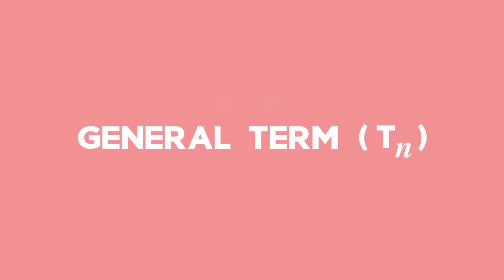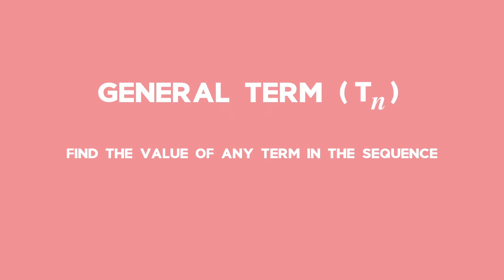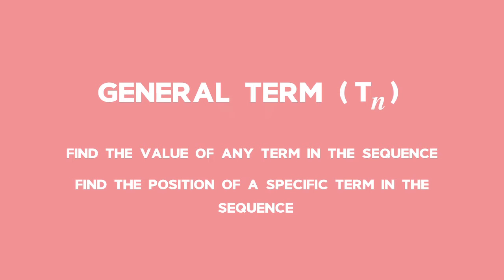Some terminology that you need to be familiar with is something we call the general term Tn. The general term Tn can be used to find the value of any term in the sequence. It can also be used to find the position of a specific term in the sequence. Let's look at an example of linear patterns.